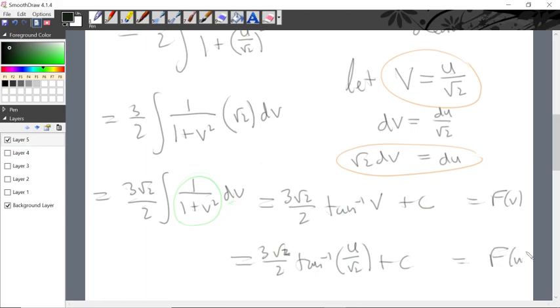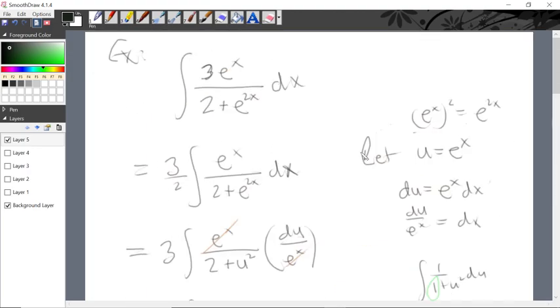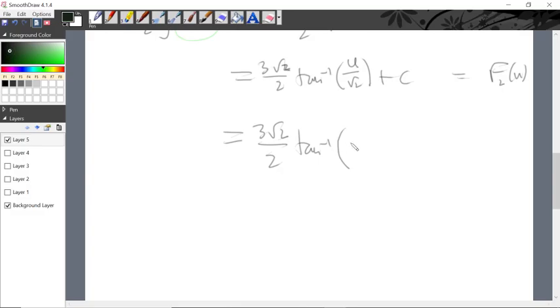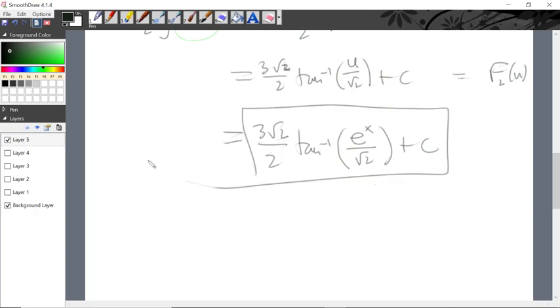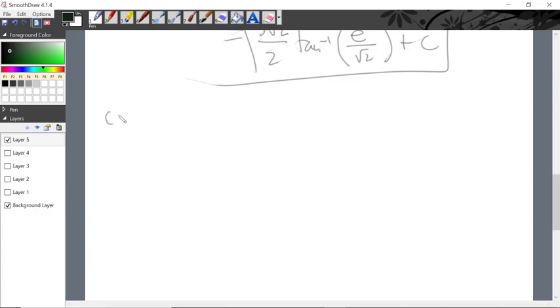Now we have some function of u. I'll call this f1 of v. I'll call this f2 of u or something. And then this 3 root 2 over 2 arctangent, get it back in terms of x. We have u over root 2, but u back up here is equal to e to the x. So u over root 2 is e to the x over root 2, and then plus c. We now have an antiderivative function in terms of the variable x. And we can check to see if the derivative of our result would give us this combination right here, to see if this is correct.